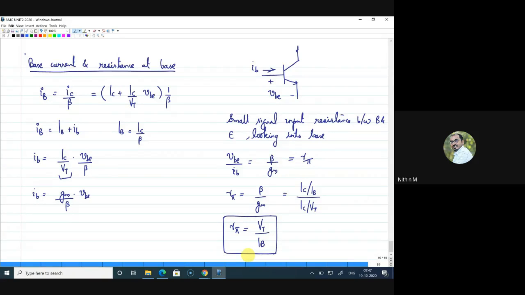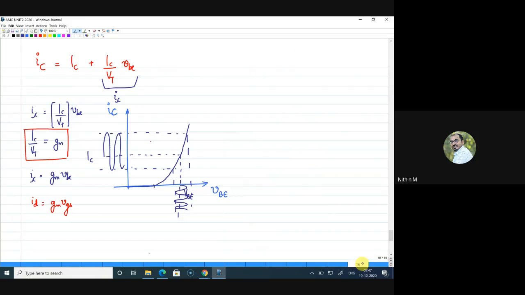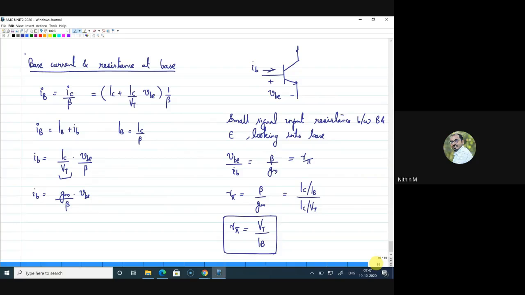Is it clear? So what I did now is in contrast to MOSFET. In MOSFET the input current, the gate current, was 0, but now that is not the case. Since there is a base current, I have just written the base current, and from base current I also wrote the input resistance at base. This is the input resistance at base, right? So we'll discuss on this.